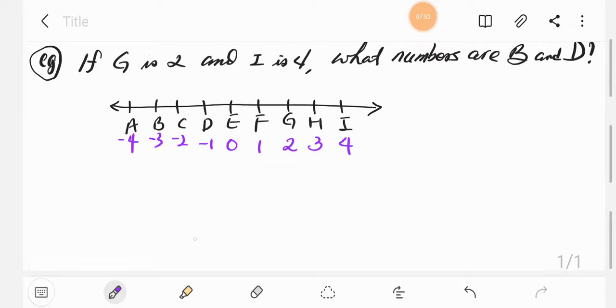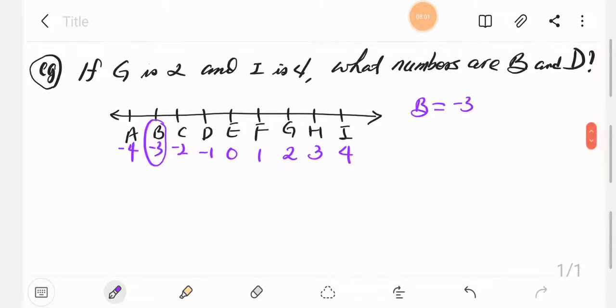So the value of B is negative 3, right? So B is equal to negative 3 and D equals negative 1. Based on the given numbers 2 and 4, we know that H is 3 because it's between 2 and 4. Each step is a difference of 1. As you go to the left, you subtract 1 from the number. As you go to the right, you add 1.